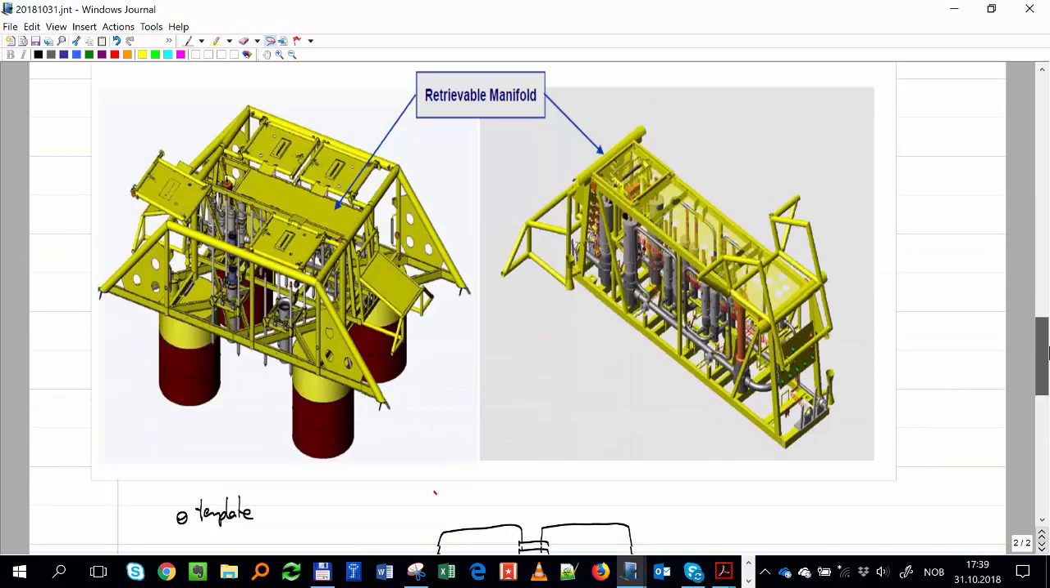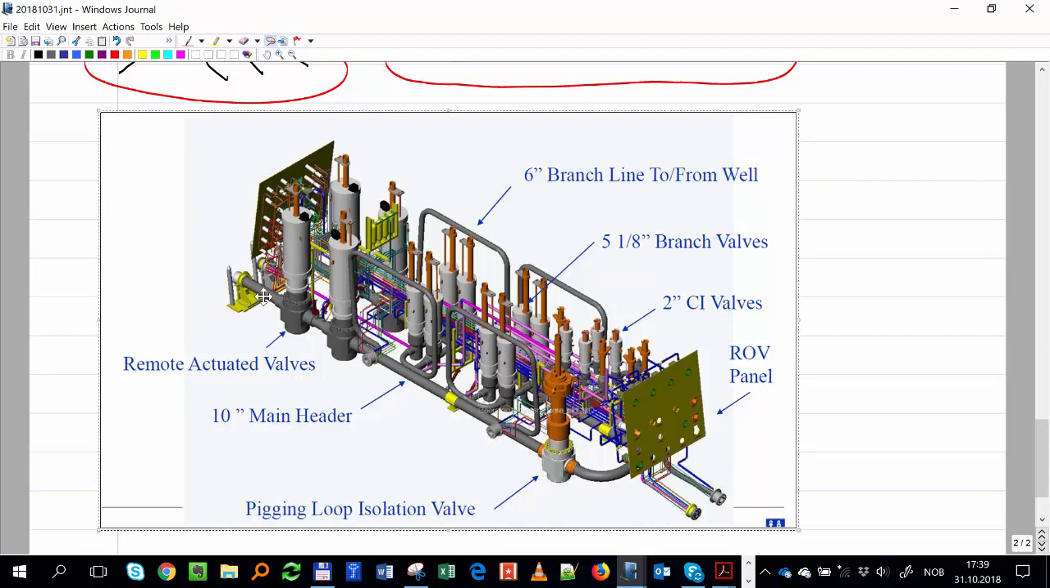Okay, so that's what you have here in your drawing. This is the main header. Okay, so where are the wells coming into that header? You see, maybe it's not so clear, but you see here you have a connection, here you have a connection from each well, and here.